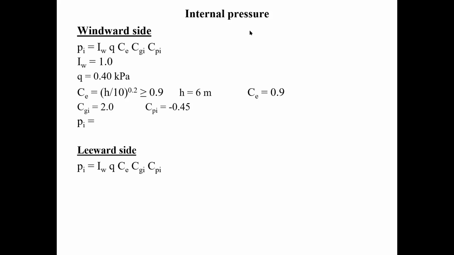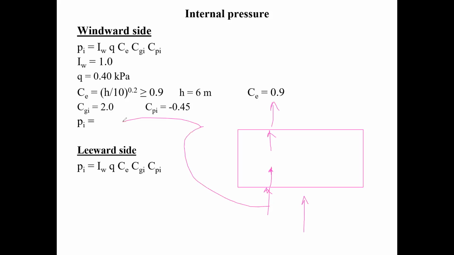What I want you guys to see is this, more than just doing it mechanically. If this is my building and the wind is blowing this way, as the wind blows through the building, you can appreciate that it wants to suck the air away from this wall, and it wants to push on this wall. What we calculated on the other page is this one, and that's why we have a negative sign, because it's blowing away from the wall.